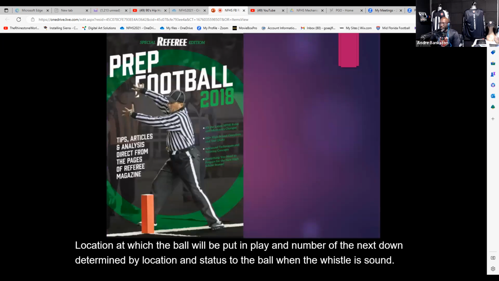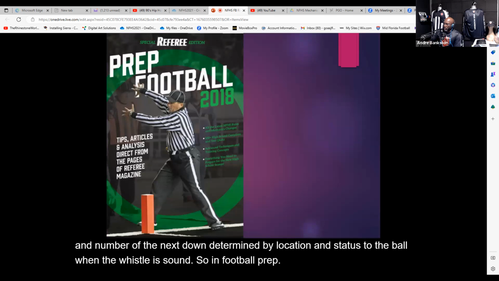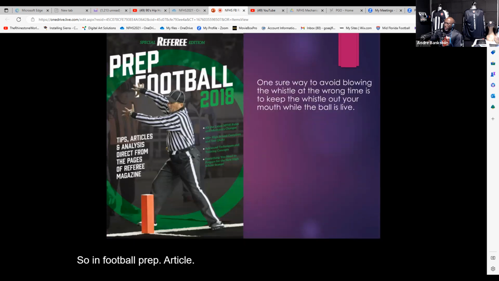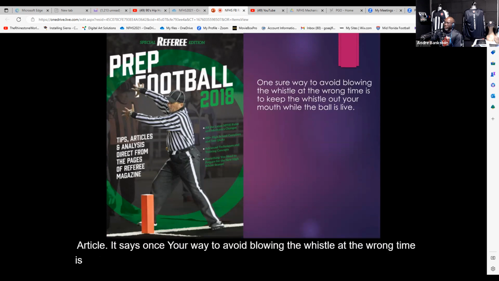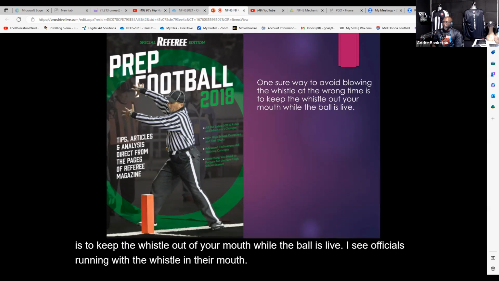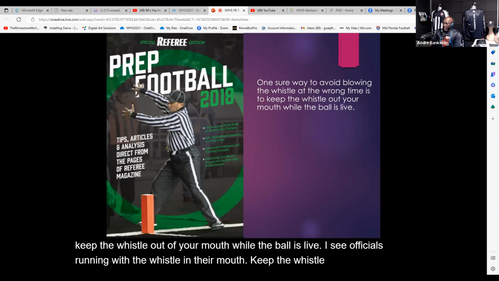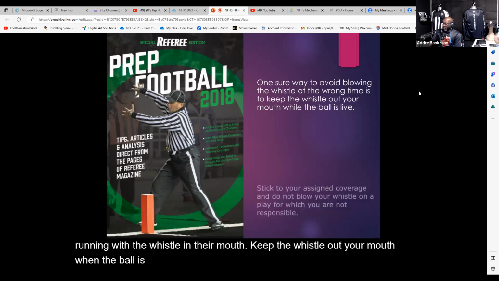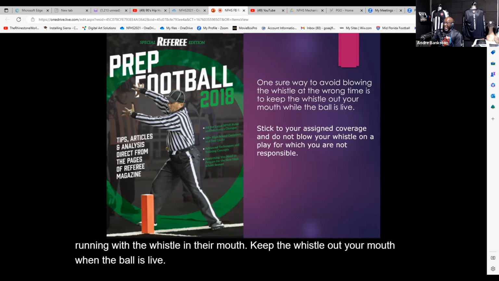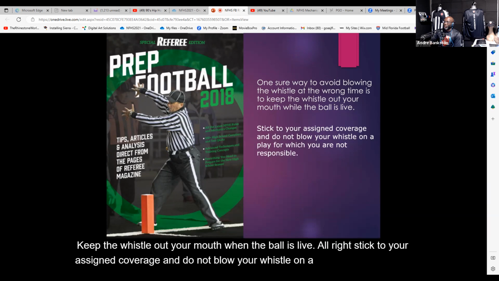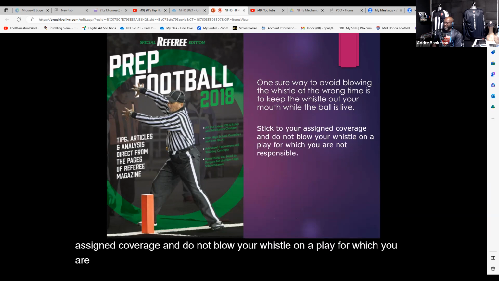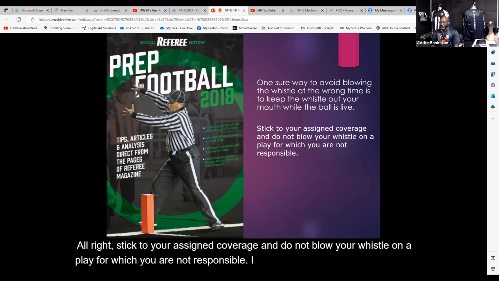In a Football Prep article, it says one sure way to avoid blowing the whistle at the wrong time is to keep the whistle out of your mouth while the ball is live. I see officials running with the whistle in their mouth. Keep the whistle out of your mouth when the ball is live. Stick to your assigned coverage and do not blow your whistle on a play for which you are not responsible. I think I did that one time.